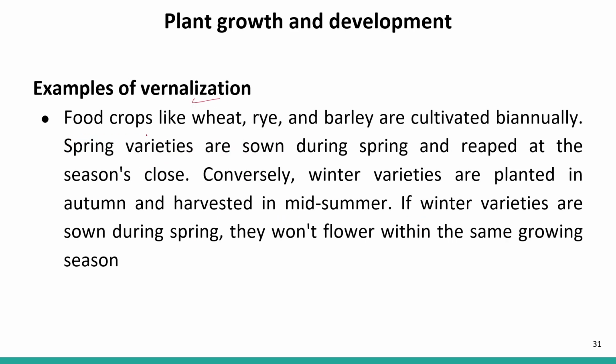Examples of vernalisation: some crops like wheat, rye and barley are cultivated twice, biannually. Spring varieties are sown in the spring and reaped at the season's close, whereas winter varieties are planted in autumn and harvested in midsummer. Winter varieties require low temperature. If the winter varieties are sown during the spring, they won't grow and will not flower.